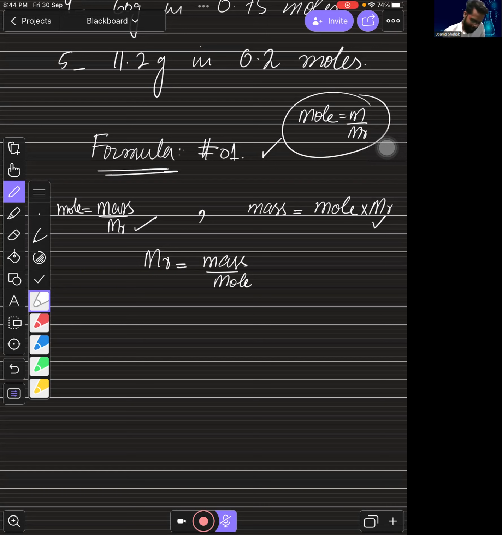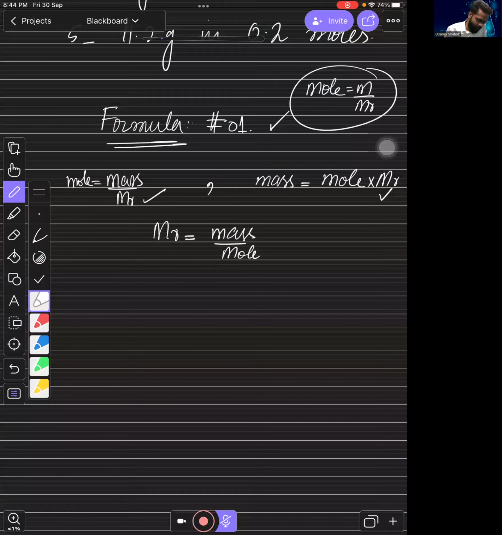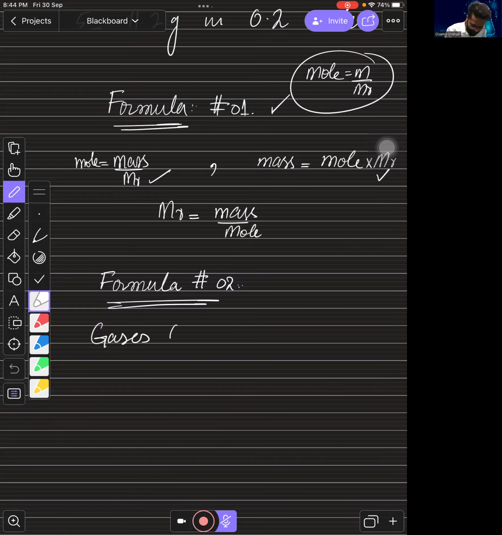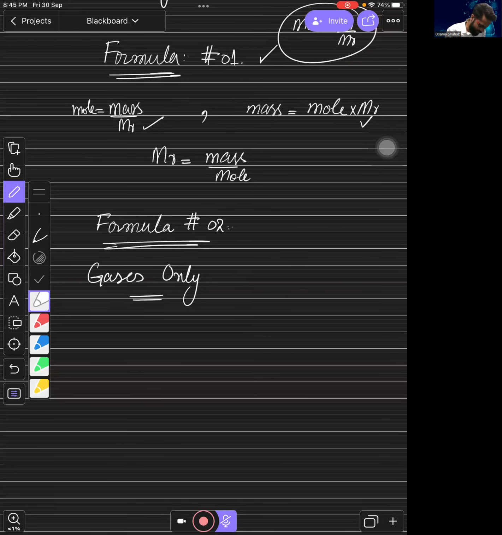Right, sir. Okay, now we are moving towards formula number 2, which is actually related to gases. This is only for gases. Remember, this is only for gases, children, right? It is given to you in the periodic table as well. 1 mole of any gas. It is given to you in the periodic table as well.